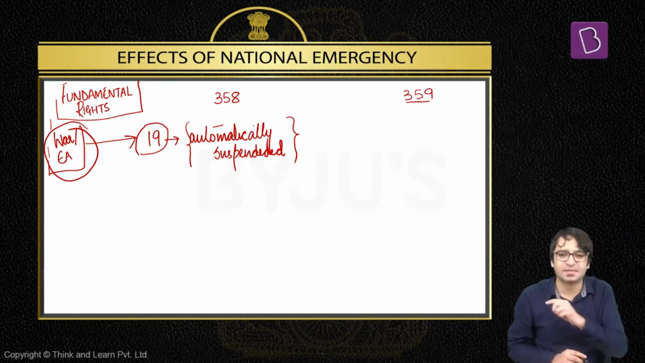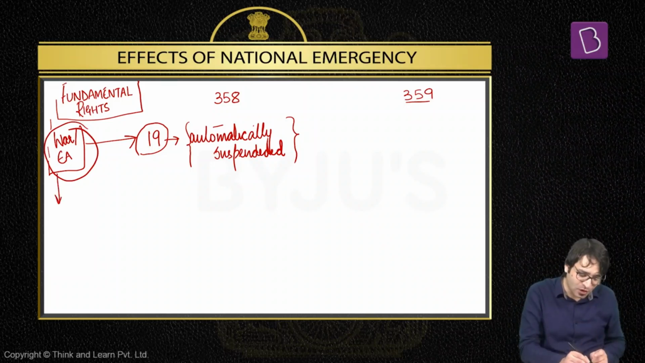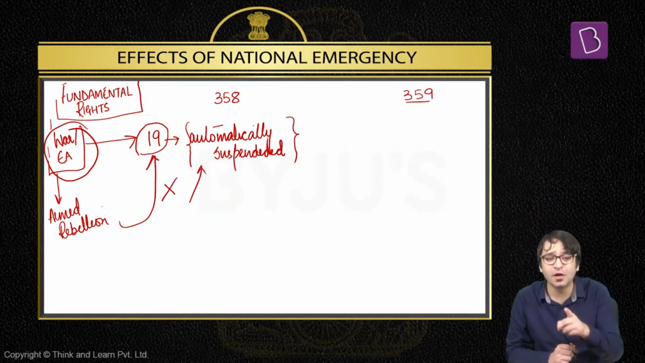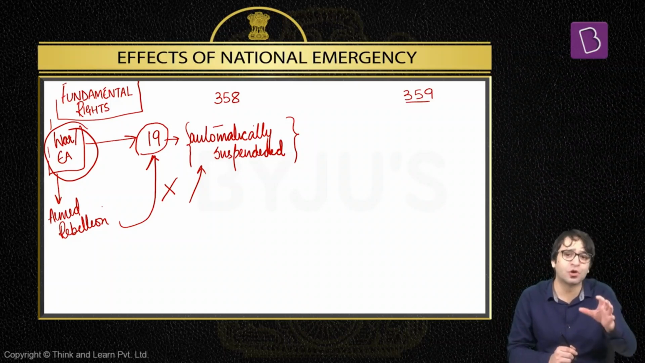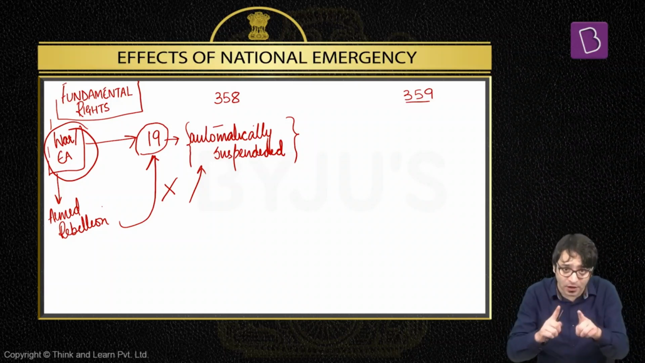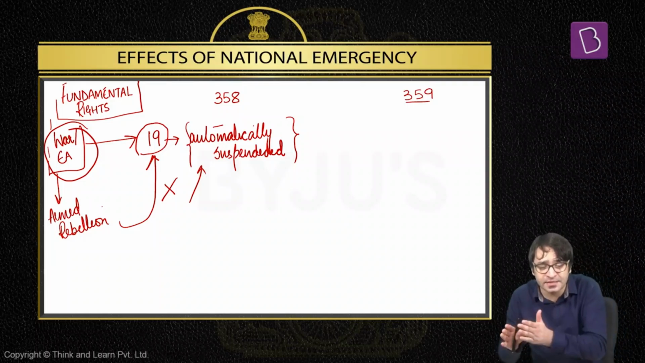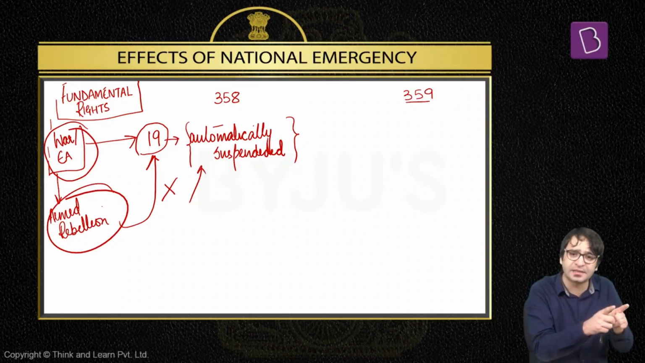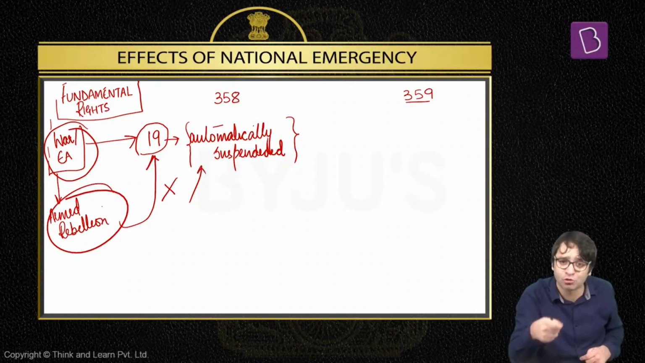But if the national emergency is imposed on the grounds of armed rebellion, then fundamental rights under Article 19 are not automatically suspended. That means a separate order is to be issued. If at all fundamental rights under Article 19 are to be suspended during the national emergency imposed on the grounds of armed rebellion, the President has to issue a separate order.